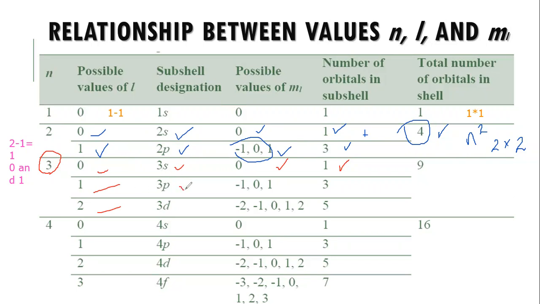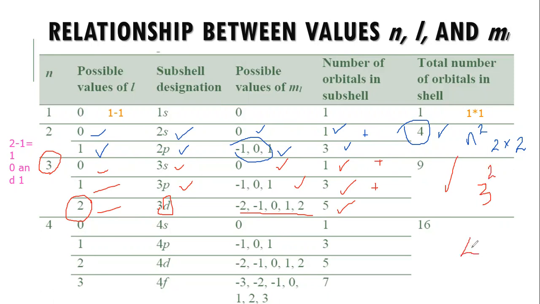And we'll go for 3p. If l is 1, it's a p, and p always will get minus 1 to plus 1, including 0. Therefore this is 3. And if l is 2, that is 3d. D means minus 2 to plus 2, so you will have 5. If you add all together, you will end up with 9. That is 3 squared.